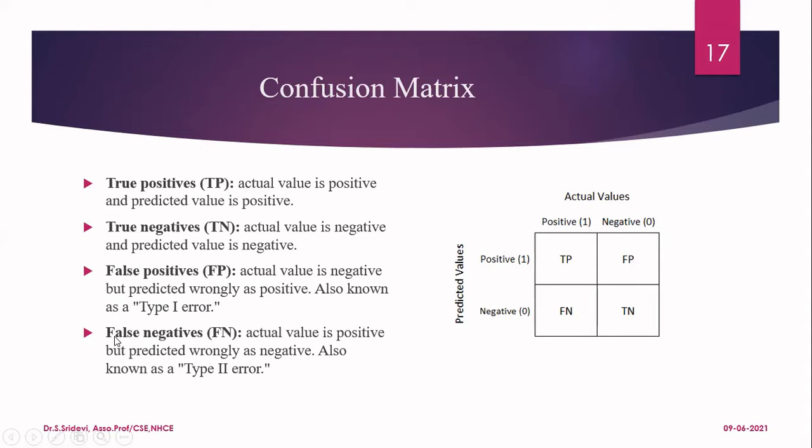Now, what is false negative? False means it is wrong. Your model is predicting wrongly as negative. That means the original value is positive. So the actual value is positive, but the model is predicting the value wrongly as negative. And this is also known as type 2 error. So that is plotted here, false negative. Your actual value is positive, but the predicted value came out as negative. So these 4 parameters are very important.